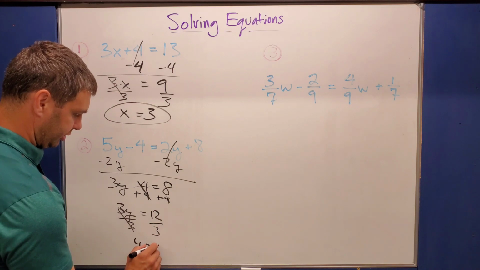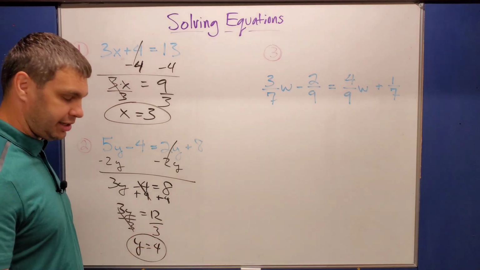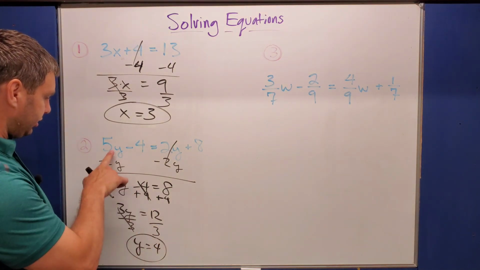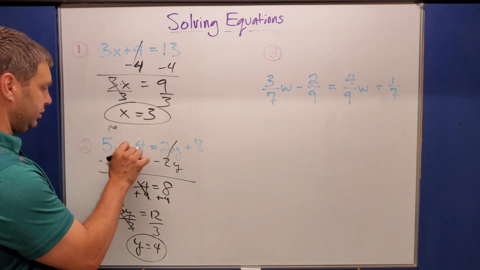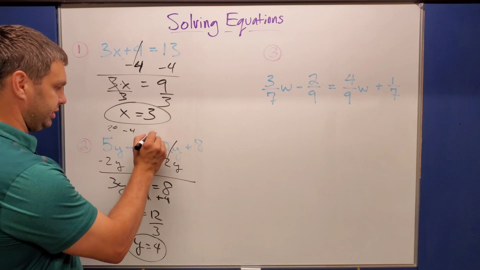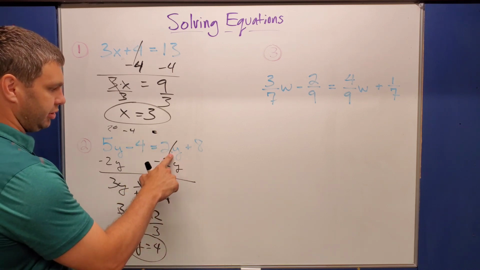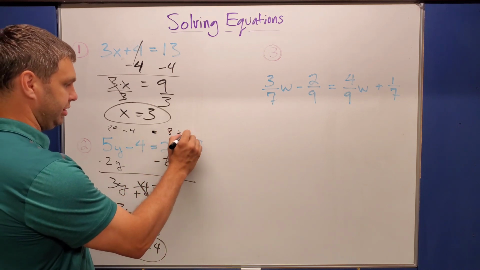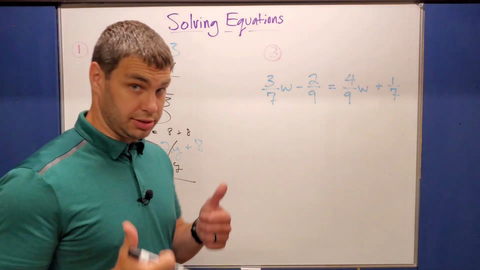Divide both sides by 3 again, and we have y equals 4. Again, if you want to check that, put it back in. 4 times 5 is 20. 20 minus 4 over here is 16. On this side, let's see if it also equals 16. If I plug in the 4, 4 times 2 is 8, and then 8 plus 8, of course, is also 16. So it also works out.